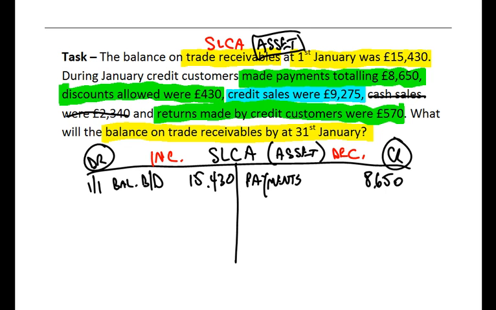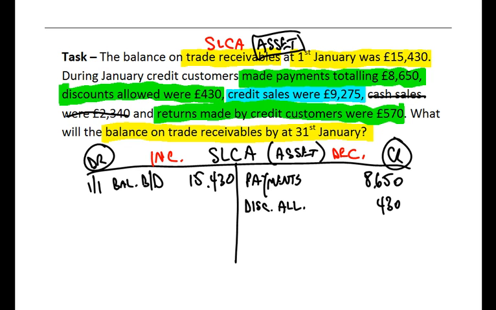Obviously, I'd have to post a full double entry. The debit would actually go to the cash account because we've now received some cash, so we would debit cash to increase that asset. But I'm only interested in the entry on the control account here. We've then got the discounts allowed, which we decided was also a reduction to the amount that we're owed.